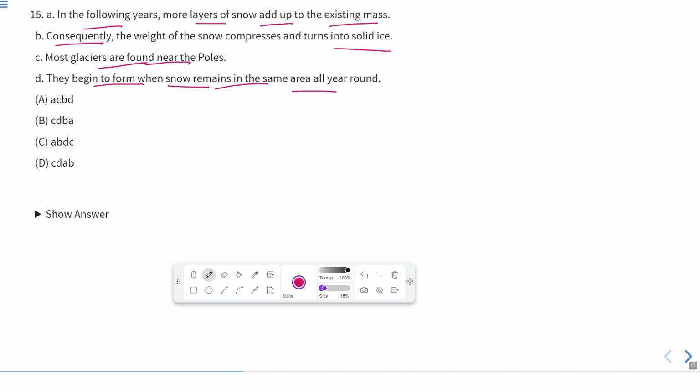So, if we talk about this, we can have C as the first sentence, because in the following years, we have to talk about something previously as well. Most glaciers are found near the poles. Okay, so this is the starting sequence. And how do they form? They begin to form when snow remains in the same area all around. So D. After that, in the following years, more layers of snow add up to the existing mass. Consequently, the weight of the snow compresses and turns into a solid ice. So this should be the proper sequence, CDAB.